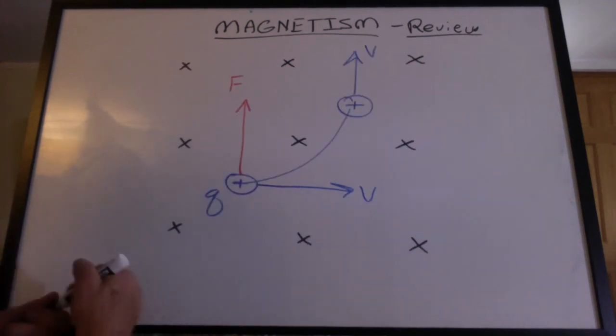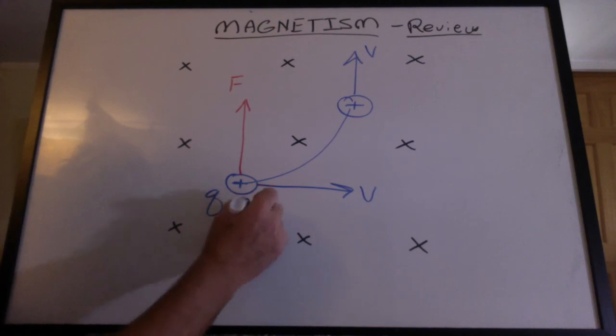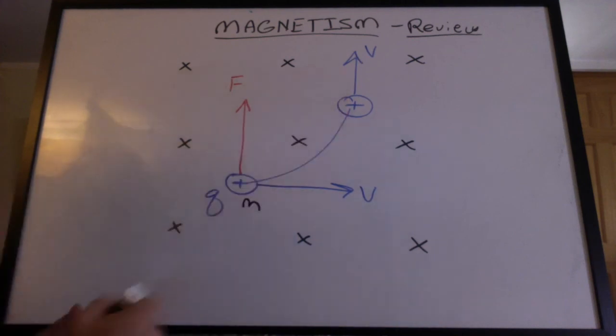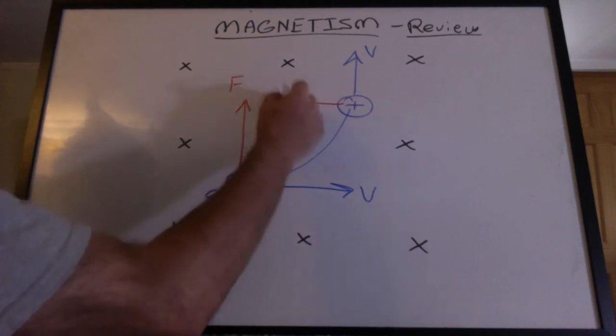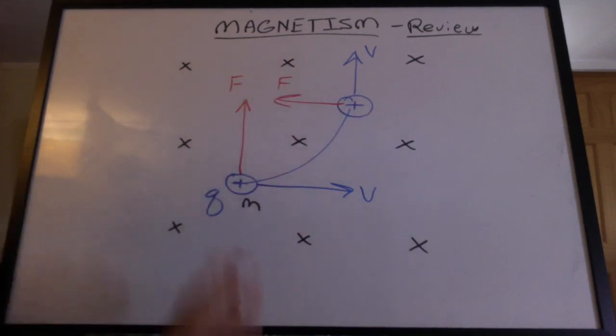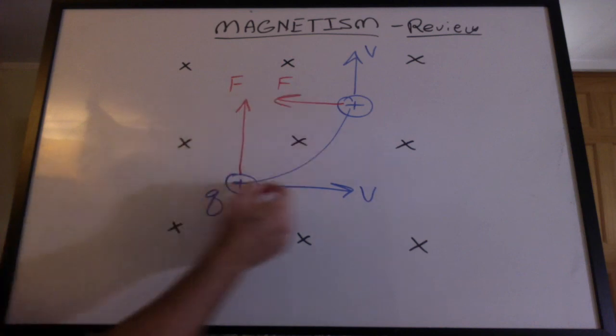Now we're going to give this charged particle a mass and apply that to the curve. That curve is part of a circle. We have circular motion. The force, because of the right-hand rule, is always going to be perpendicular to this motion.